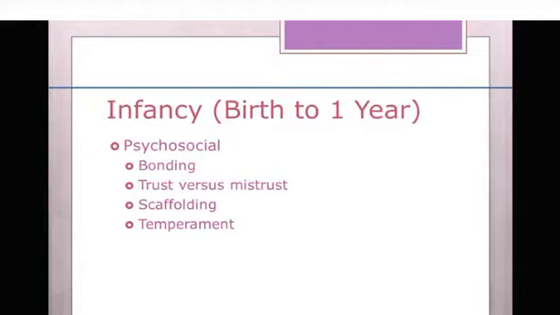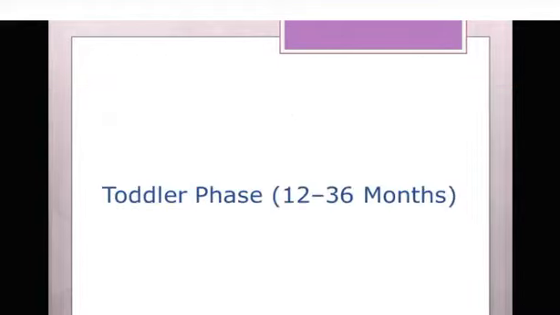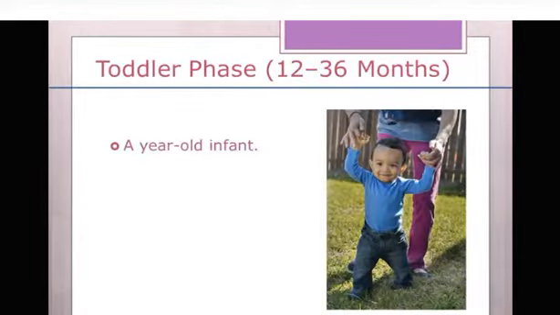We've got some kids that right off the bat are very complacent and very easygoing, and you've got other kids that simply are not. And that's just their personalities starting to develop right from the very beginning. Okay. Next phase is the toddler phase, and this is 12 to 36 months. So this is a pretty big stage, and I'm telling you, a lot happens in this stage.